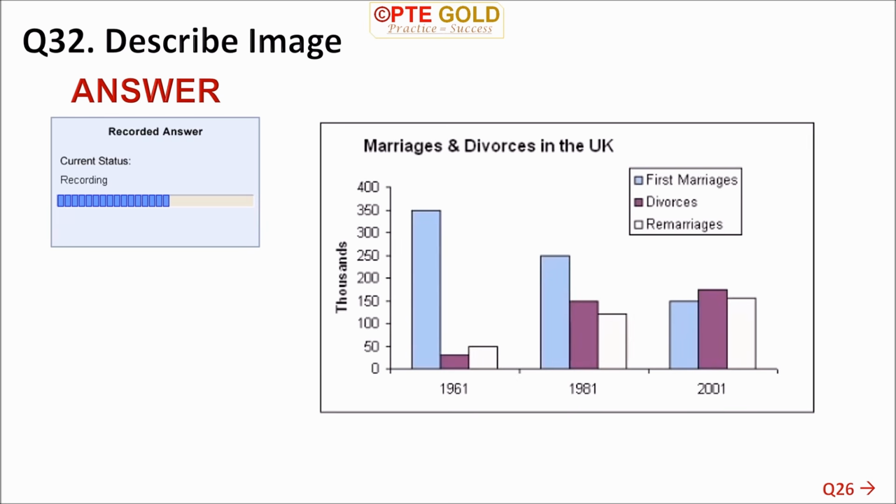In year 1981 the first marriages reduced to 250,000 and more than half of the couples got divorced and almost equal number got remarried. However, in year 2001, higher number of couples got divorced.